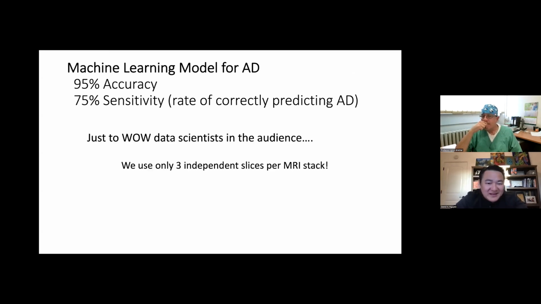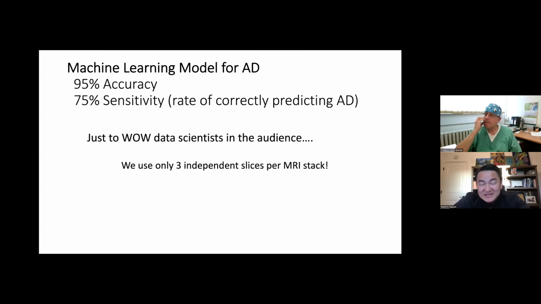But here's the amazing thing about our technology. One, I like to wow data scientists in the audience by telling them that to derive this level of accuracy and sensitivity, we use only 3 slices per MRI stack, right? Because we don't do volume, right? We pick 3 independent 2-dimensional slices, and they're independent, meaning they're far from each other. So if you were to do a 3D rendering, what you get is a block of cheese, right? So you can't even do a coherent 3D rendering with these 3 independent slices, right?